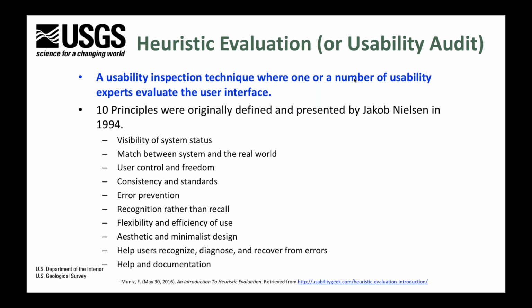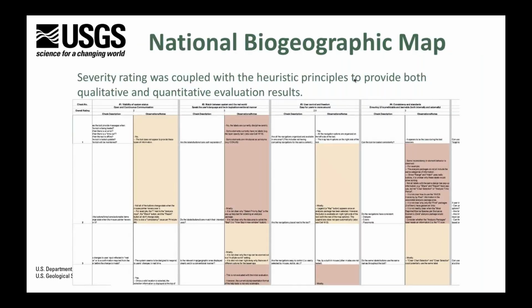And so in order to apply these principles, you might have to go through the process of identifying what it is that you're checking for. And that's exactly what we did for the National Biogeographic Map. For each one of these principles, we identified what characteristics we would be interested in making sure are consistent or applied throughout the map. Again, I apologize, you probably can't read the text on the slide.